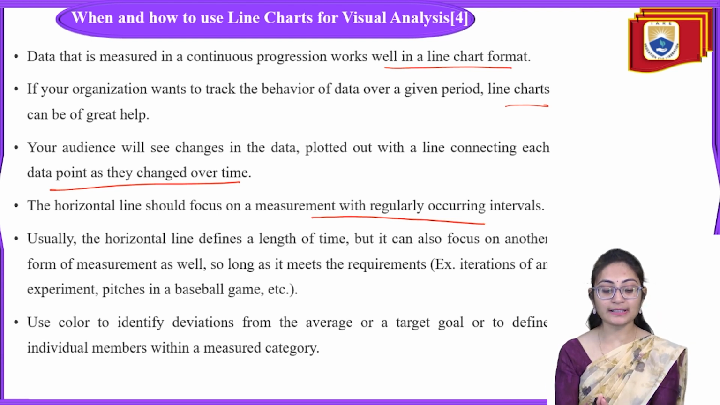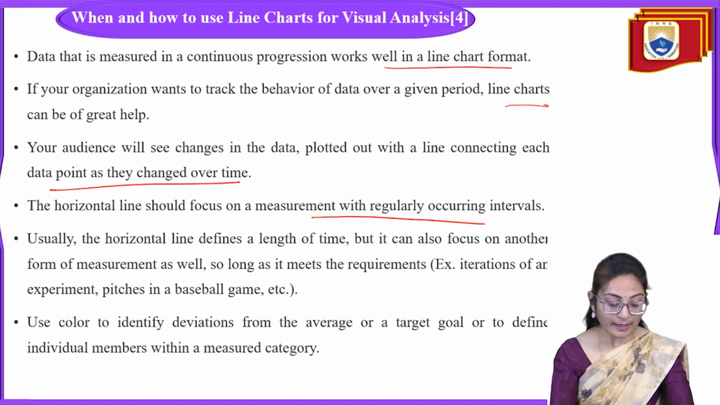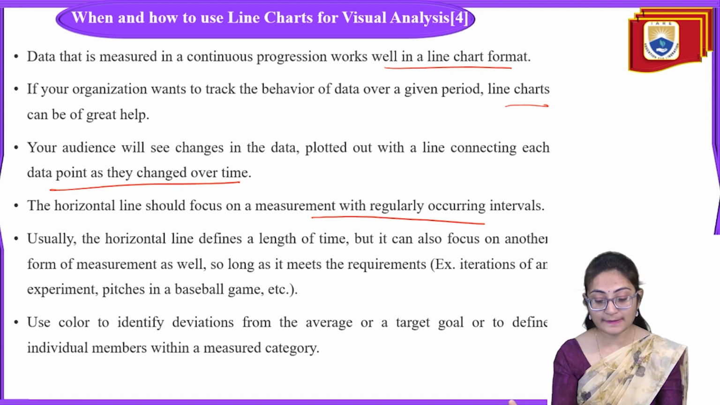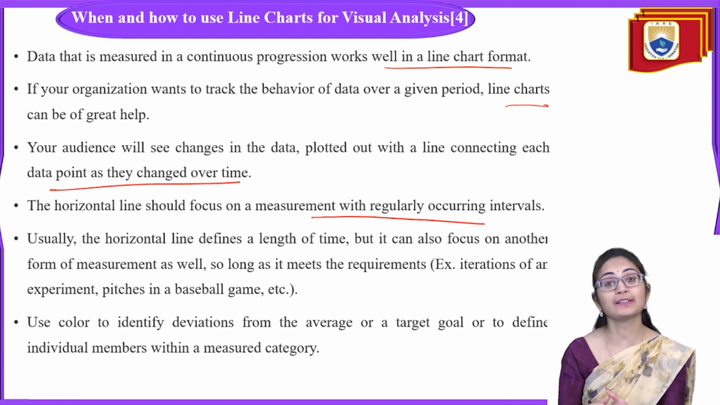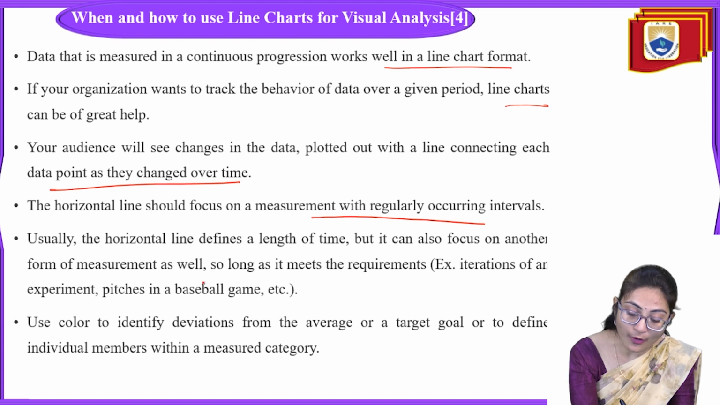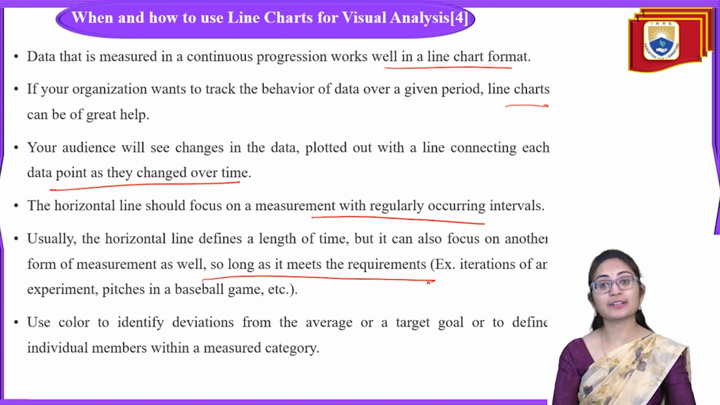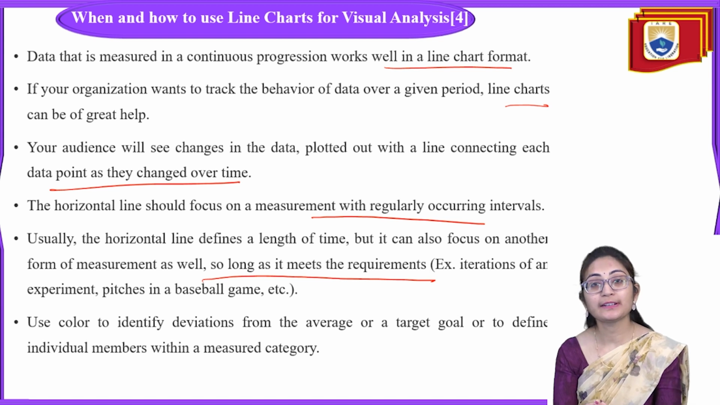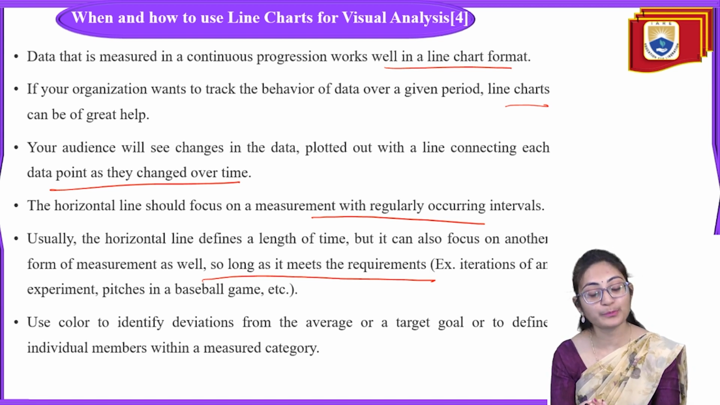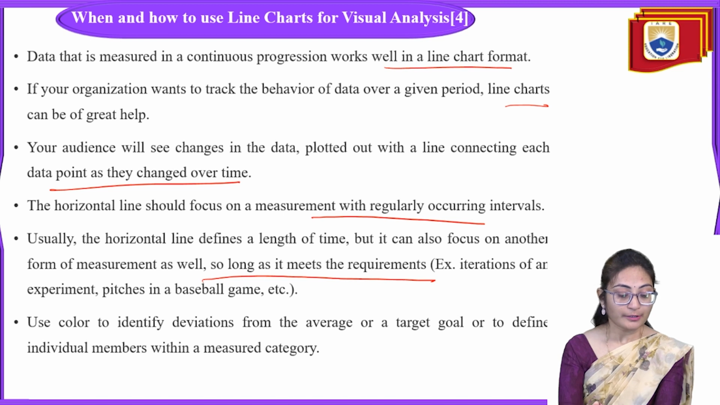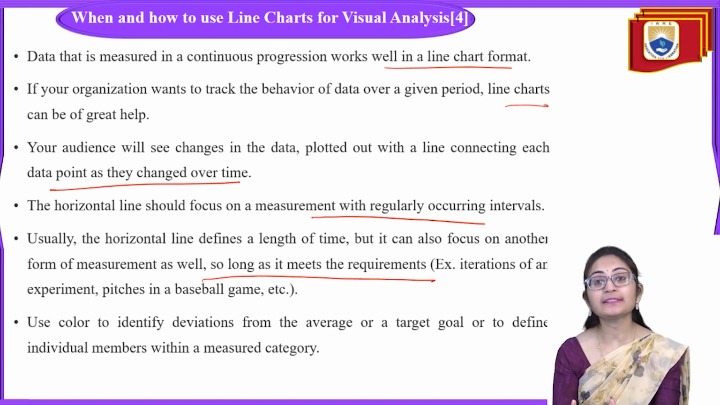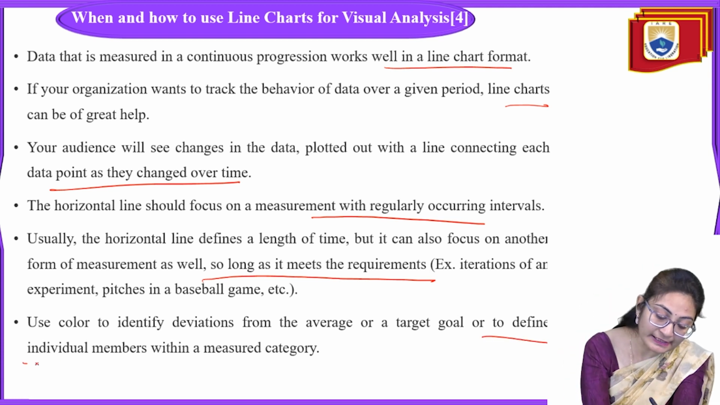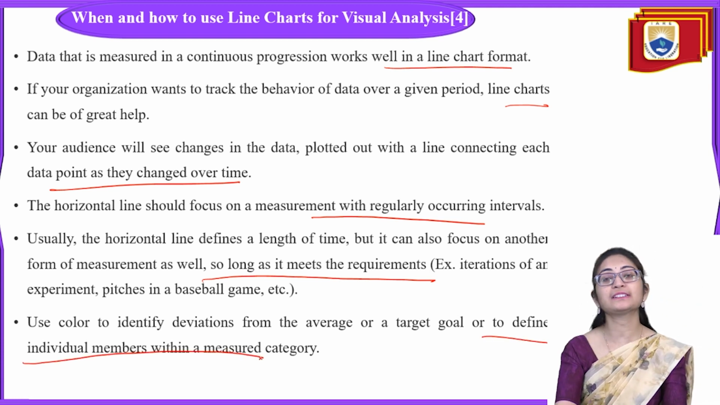Usually, the horizontal line defines the length of time, but it can also focus on another form of measurement as well, so long as it meets the requirement. So first, for example, iteration of an experiment, or pitches in a baseball game. Use color to identify deviation from the average or target goal, or to define an individual member within the measure category.